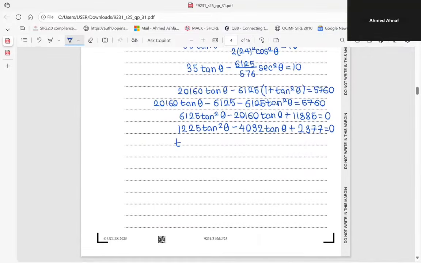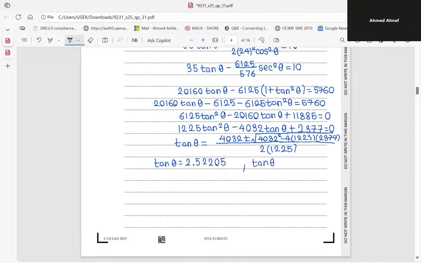So yeah, we have to use our quadratic formula. So tangent theta is minus b, plus or minus the square root of b squared, minus 4 times a, which is 1225, times c, 2377, all divided by 2 times 1225. Let me do it again. You'll get 2.52205, and the other value will be 0.76938, both to 5 decimal places.